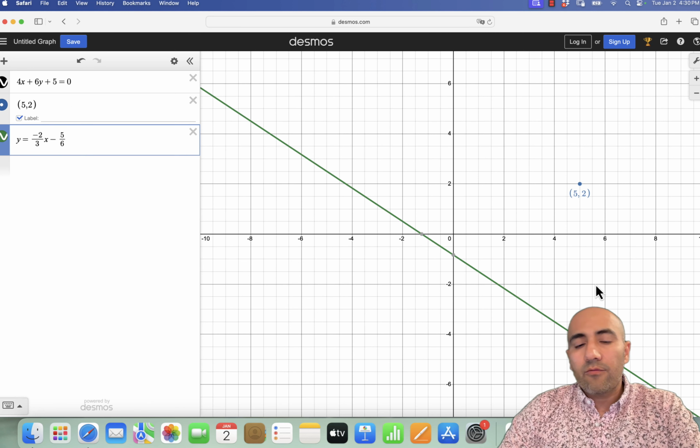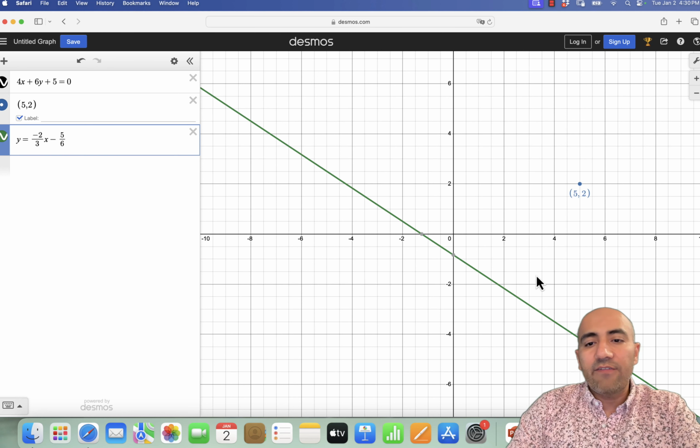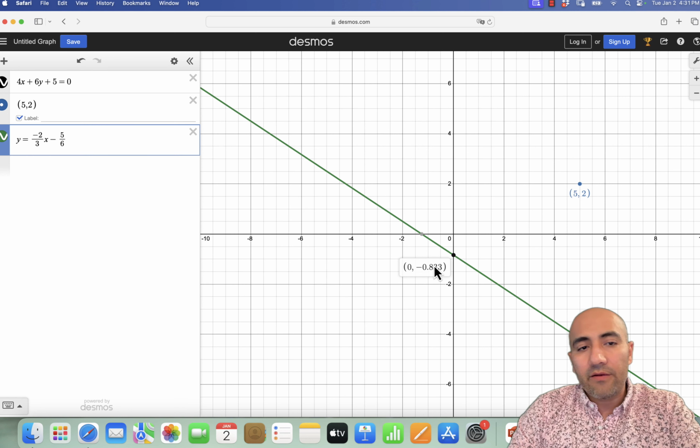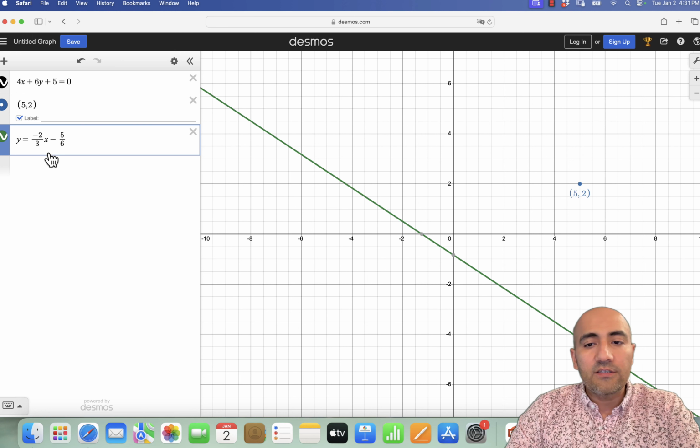Remember, the graph represents all the ordered pairs that are solutions to this. There's an infinite number of ordered pairs, such as, say, this one. The computer just grabbed one point that's on there, the y-intercept. This is an ordered pair that's a solution to this green one, and it's also a solution to this black line, right? It's on both lines. Every ordered pair that's a solution to this equation is also a solution to this equation. So they both have the same ones.